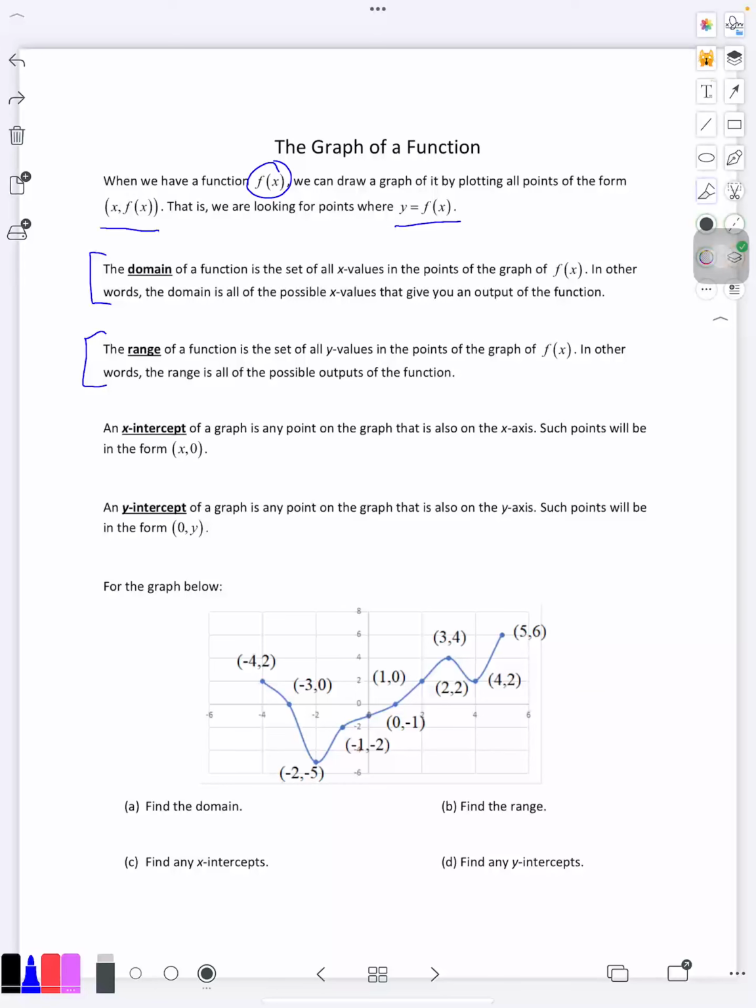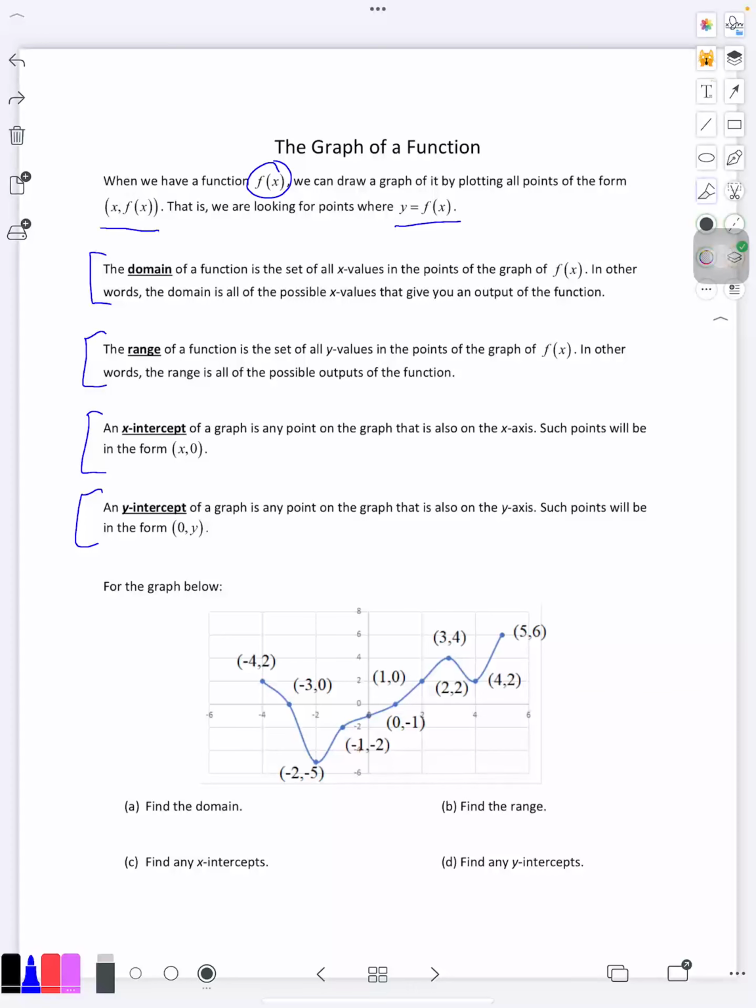Similarly, the x-intercept are all the points on the graph that are also on the x-axis. They're going to be all the points whose y value is 0. And lastly, the y-intercept of the graph is any point where it's also on the y-axis, and these points will have an x value of 0.